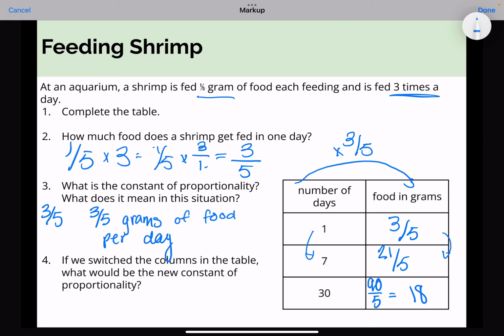So if we switched the columns in the table, the new constant of proportionality, so from food backwards to days, is going to be the reciprocal of 3/5. We're going to flip 3/5, and that is going to be 5/3.